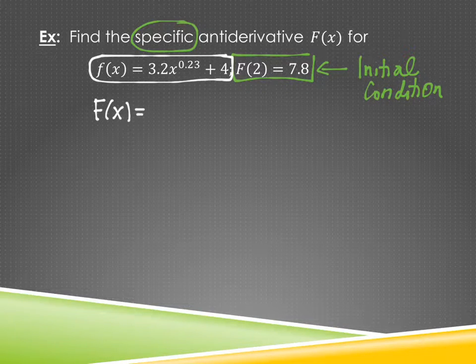So this is 3.2 x to the 0.23. Well, the 3.2 is going to stay. What am I going to do to the x to the 0.23? Add 1. So this will be x to the 1.23. And then what? Divide by the 1.23. You can write that like it's the x that's divided by or by the whole quantity. It doesn't make any difference. All right, how about this plus 4 at the end?